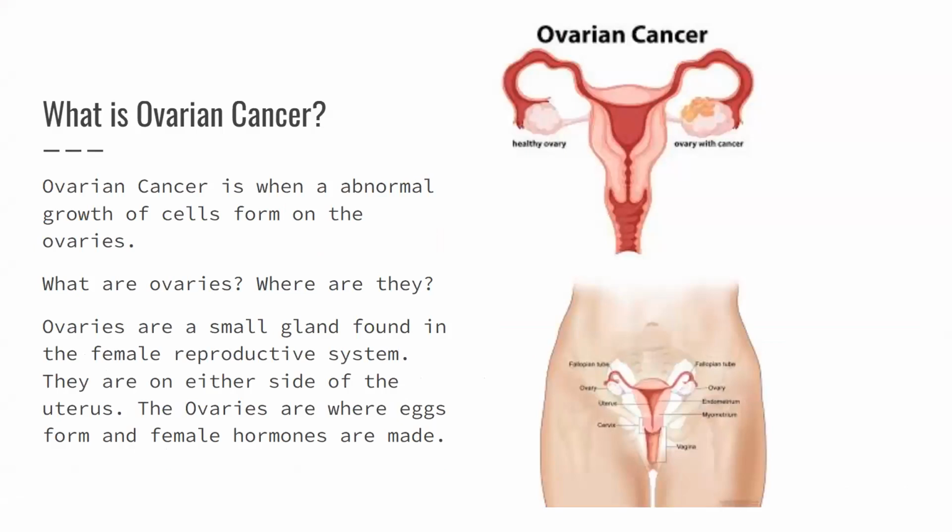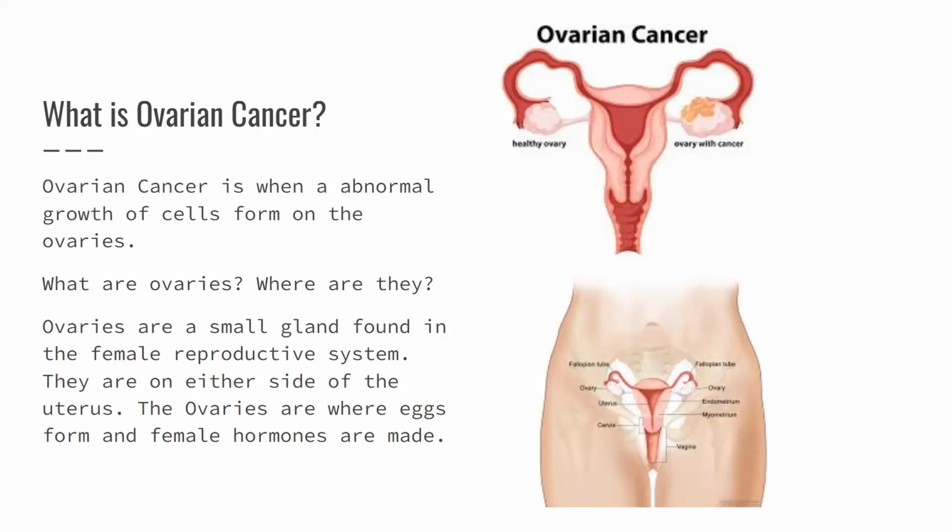Okay, so what is ovarian cancer? Well, it's when an abnormal growth of cells forms on the ovaries. The growth of these cells on the ovaries is out of control and they form a tumor. If you refer to the diagram on the top, you can see what that tumor would look like on the ovaries.